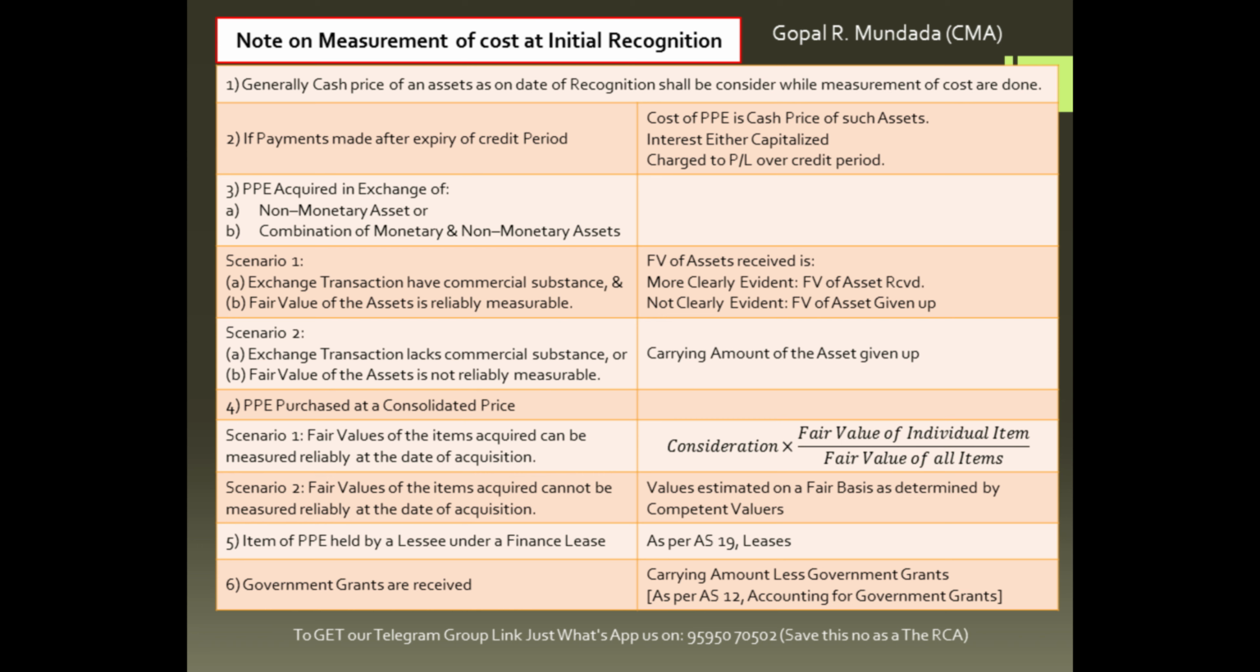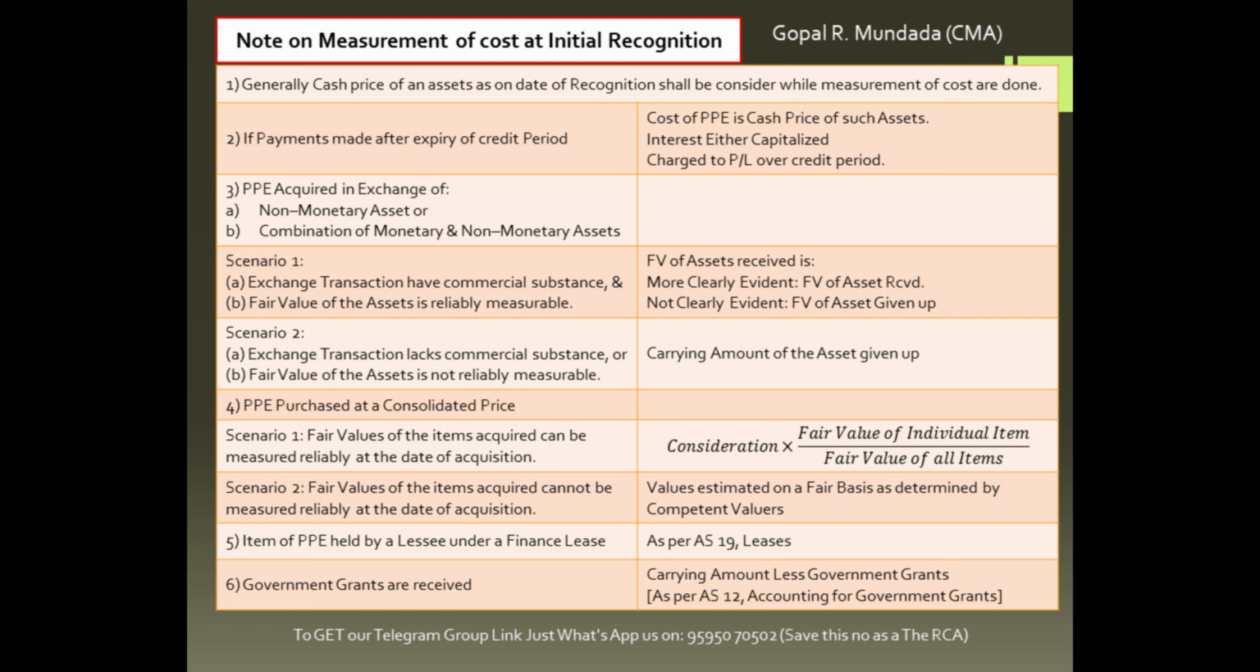So next point is, if payment is made after the expiry of the credit period, in such case I can add the interest and capitalize such expenses by adding it to the cost of the asset. Next, property, plant and equipment acquired in exchange for a non-monetary asset or a combination of non-monetary assets.